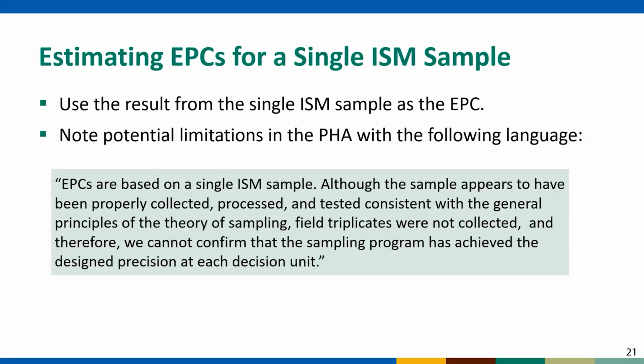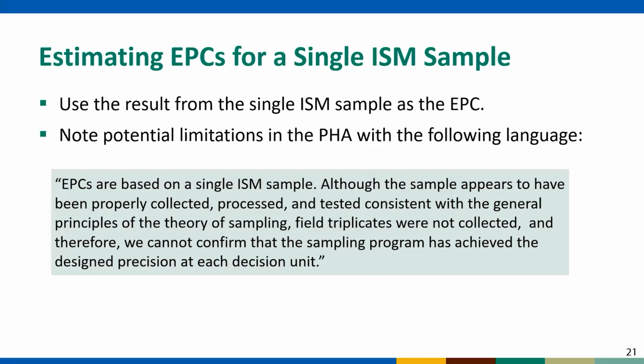If only data from a single ISM sample are available and you have determined the data are of good enough quality and representative of the exposure unit based on all available information, you can use the result from a single ISM sample as an EPC. However, you should note the limitations associated with a single sample in the PHA.